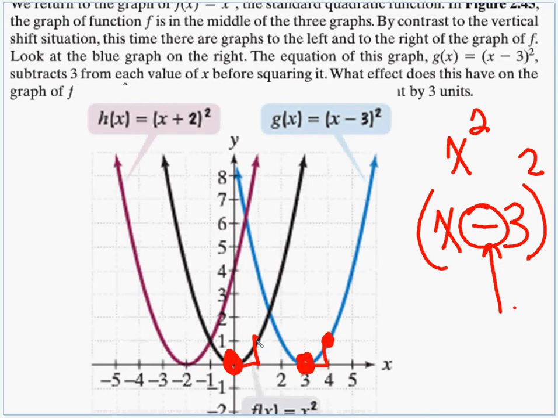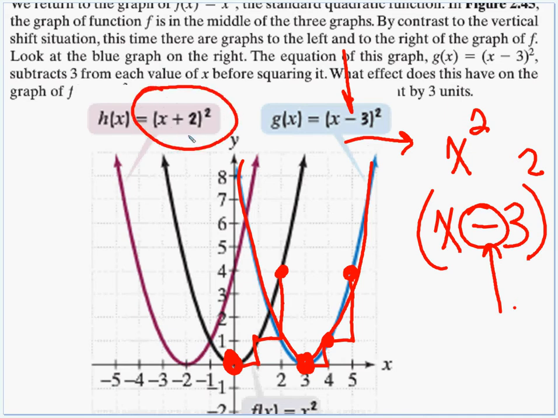On the black ink graph, again, we'd go over 1 and then up 3 to hit our next point. We could do it here, go over 1, up 3, just to get a couple more points to make our graph look extra nice. So in here again, a minus 3 is a shift to the right. Here in the purple graph, we have x plus 2 quantity squared. So that plus is going to be a shift to the left.